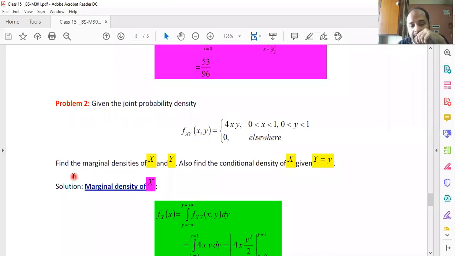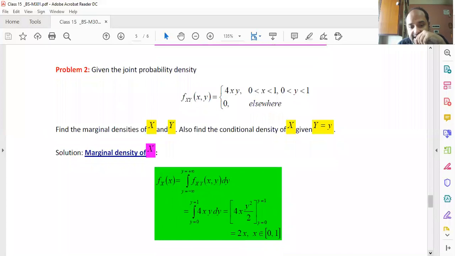We are going to calculate the marginal densities of capital X and capital Y. Also, we are going to find the conditional density of capital X given that capital Y equals small y. Now, the marginal density of capital X, by our formula which we have already discussed, is calculated in the following way. To calculate the marginal density of capital X, we integrate the integrand in terms of y, and y is ranging from minus infinity to plus infinity. I have just applied the definition.